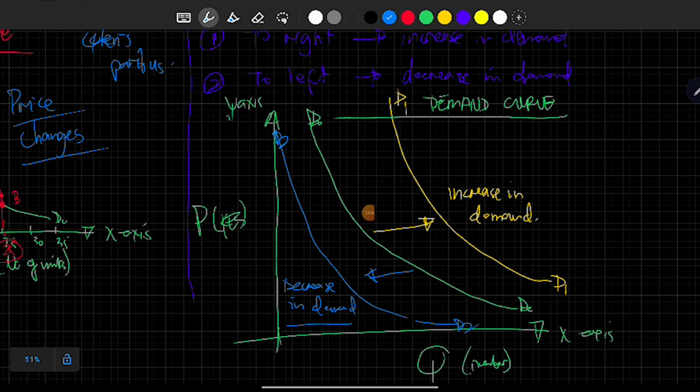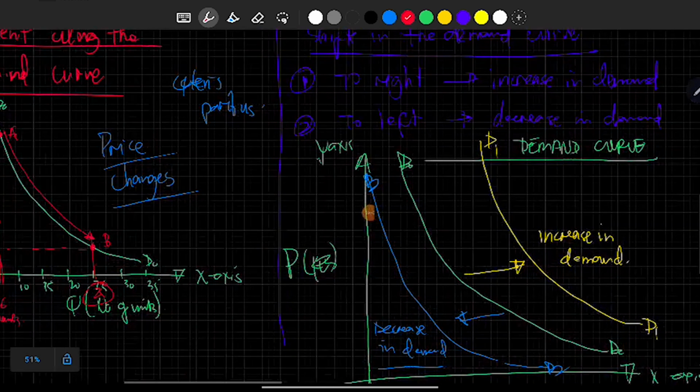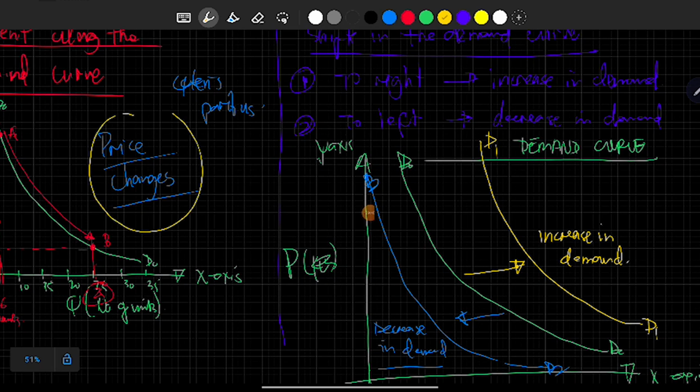This should not be confused with an increase in the quantity demanded or a decrease in the quantity demanded, because an increase or a decrease in the quantity demanded is as a result of what we said here. The only factor that may cause that is changes in the prices of goods and services.